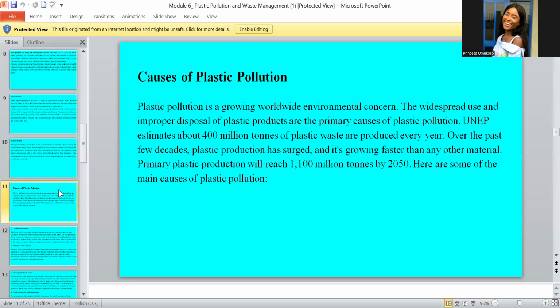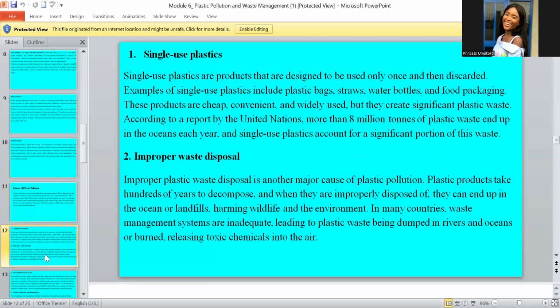Plastic pollution is a growing worldwide environmental concern. The widespread use and improper disposal of plastic products are the primary causes of plastic pollution. Let's look at them one by one. So we have single-use plastics, and these are products that are designed to be used only once and then discarded. Examples of single-use plastics include plastic bags, straws, water bottles, and food packaging. These products are cheap, convenient, and widely used, but they create significant plastic waste.